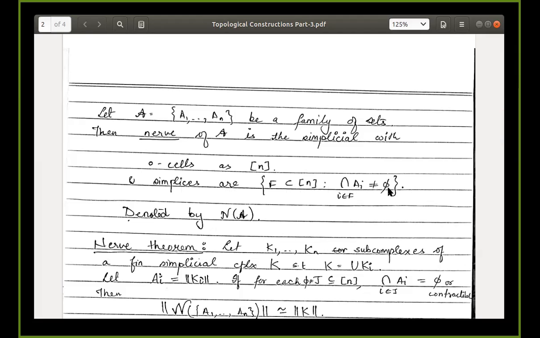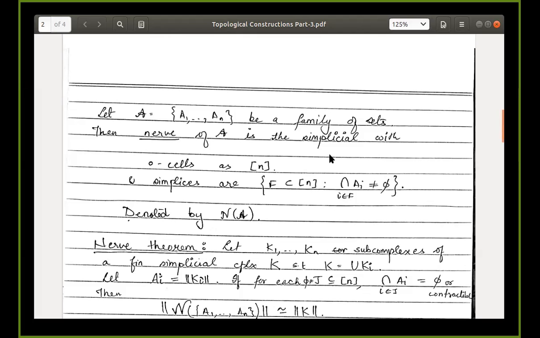So we are looking at just the intersection behavior of these sets. We started with the family of sets, and then we came down to looking at just the intersections of some particular subsets. Those subsets are nice, which correspond to non-empty intersections of the Ai's, and those particular subsets are the simplices in this simplicial complex. This simplicial complex is called the nerve of a system, and it is denoted as N of A, where A is the system which you started with.